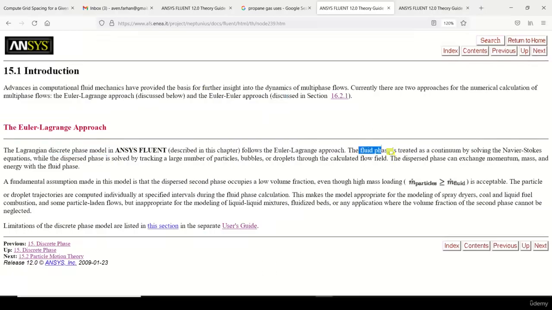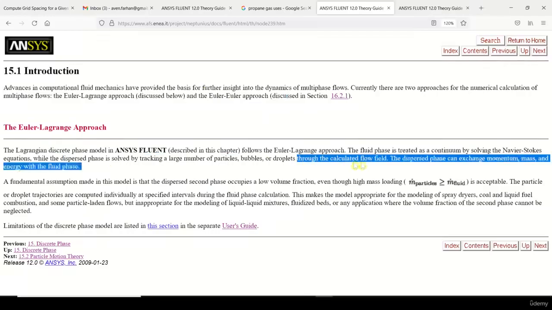The fluid phase in our case will be the propane gas continuum model that we have completed so far, and the dispersed phase will be the water droplets injected into this continuum. After injecting, we will be tracking the large number of particles of those water droplets through the calculated flow field, right? So this is the simple procedure. This is the simple explanation of this approach.